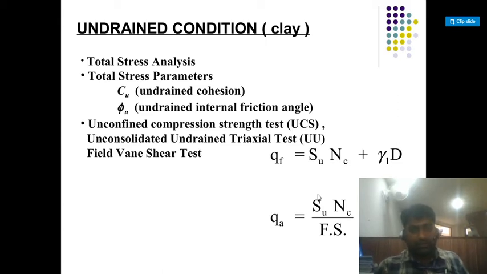Total stress parameter C denoted by Cu, undrained cohesion, phi u, undrained internal friction angle, unconfined compressive strength test UCS value, unconfined undrained triaxial test UU, field vane shear test. QF is equal to Su Nc plus gamma D, QA is equal to Su into Nc upon factor of safety plus gamma into D.